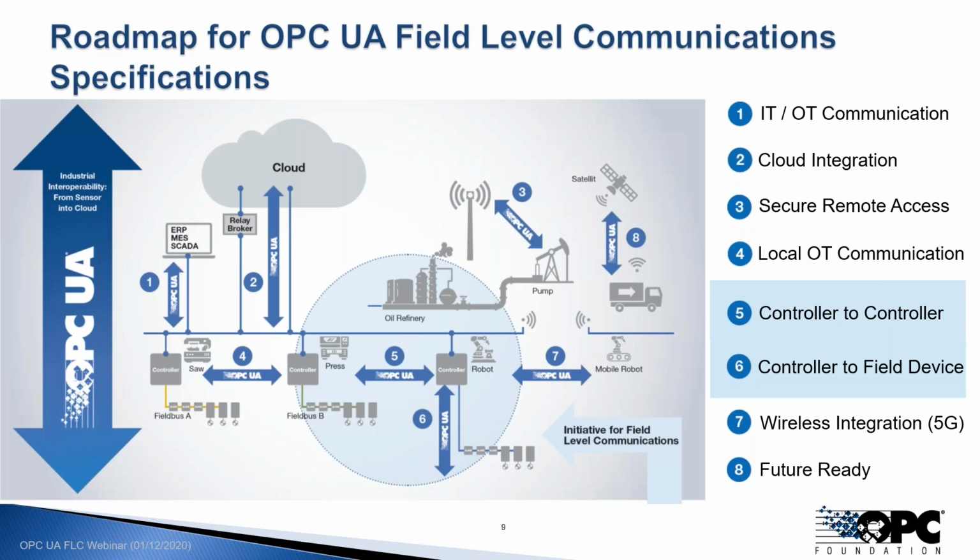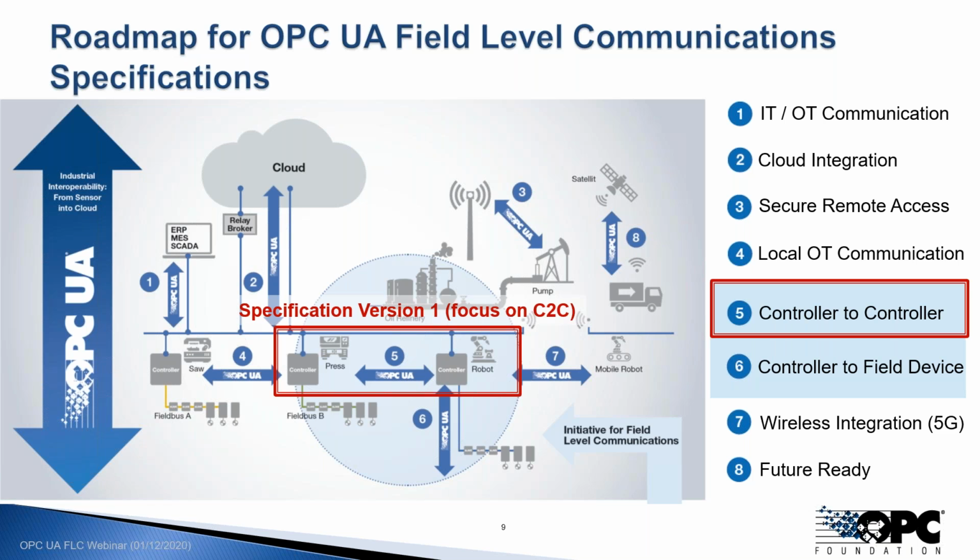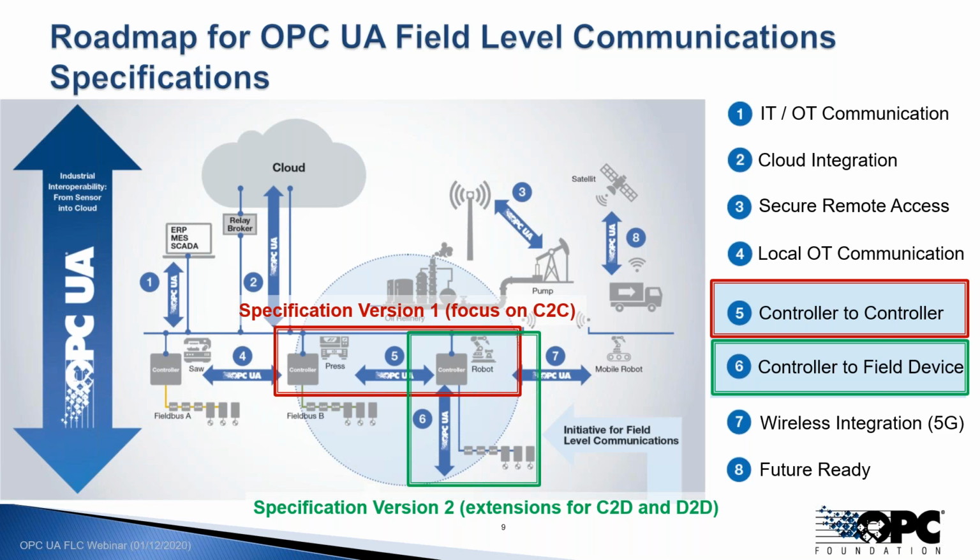Talking a few minutes about roadmap, the steering committee of the initiative has agreed about 1 year ago that the focus is, for the first specification version, on the controller to controller use case. And then these concepts are extended to cover also the controller to device and device to device use case. This is what we call C to D and D to D.